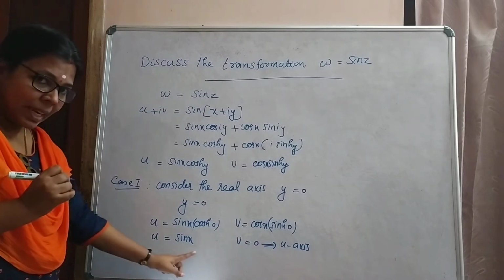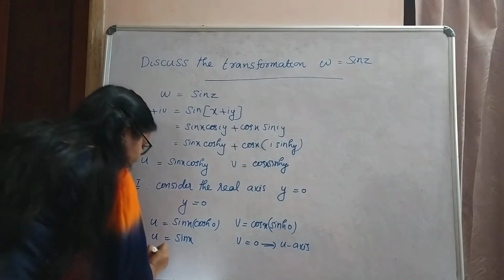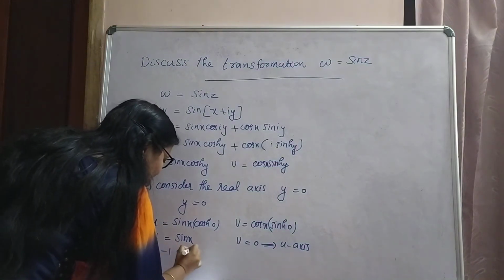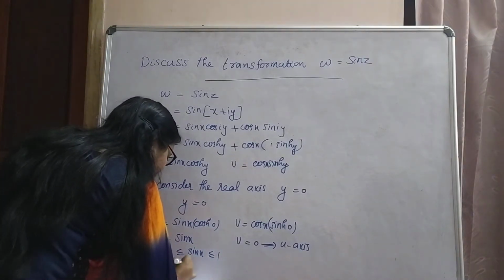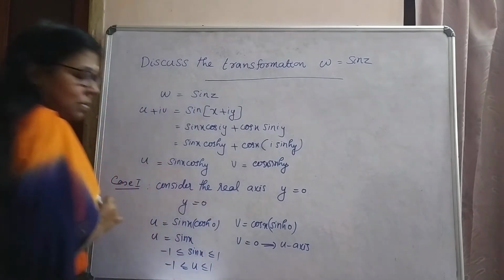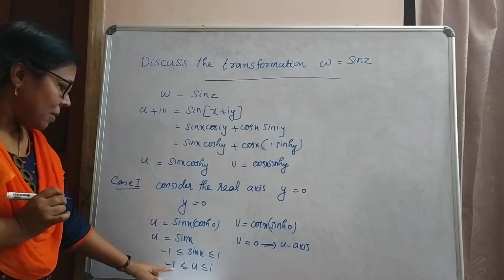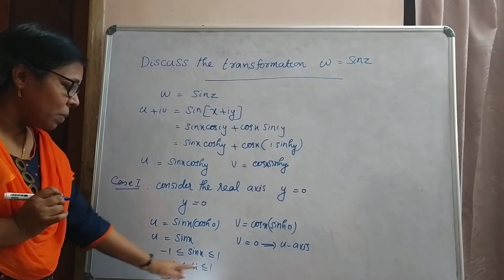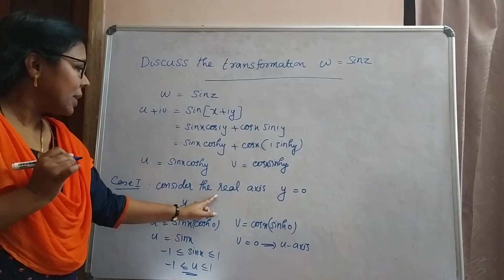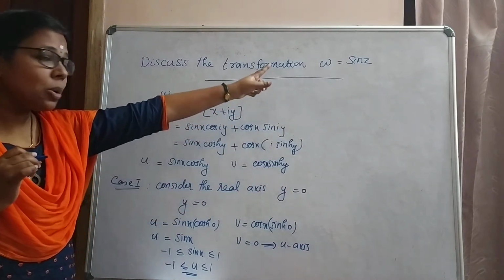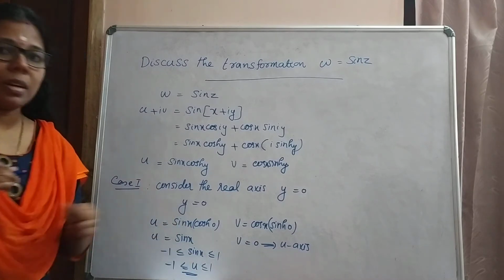But u is given as sin x. The value of sin x is between minus 1 and plus 1, that is, minus 1 less than or equal to sin x less than or equal to 1. Therefore, minus 1 less than or equal to u less than or equal to 1, which is a line segment in the real axis, a line segment from minus 1 to plus 1. That is the image of the real axis y equal to 0 under w equal to sin z: a line segment in the real axis between minus 1 and plus 1.